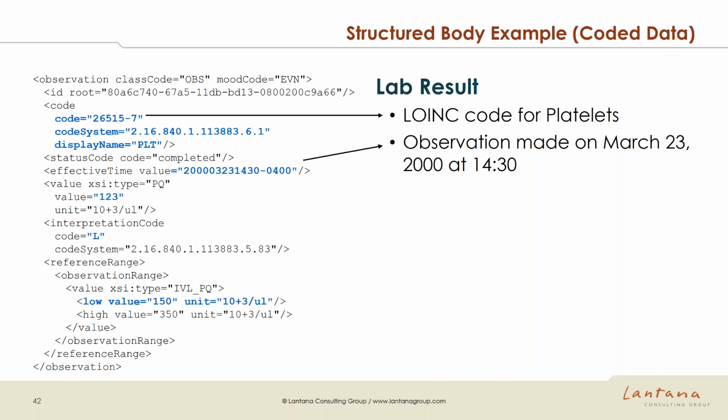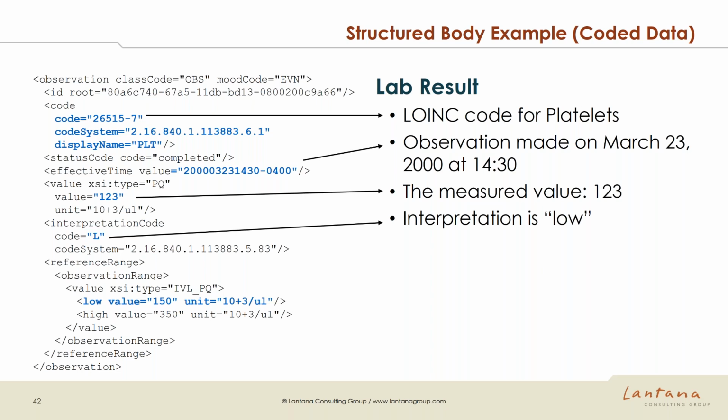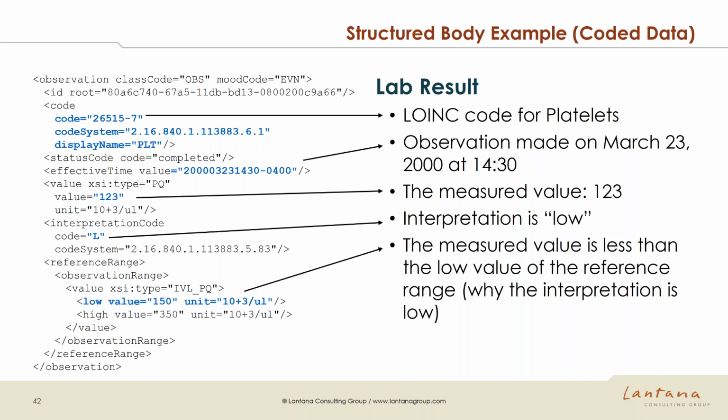This also states the date at which this observation was made. So we're noting that this is a lab result for platelets, and it was made on March 23rd, of 2000 at 2:30 p.m. Next. We note the measured value in this case, which is 123. Next. There's an interpretation code here, noting that this is interpreted as a low result. And then last animation here.